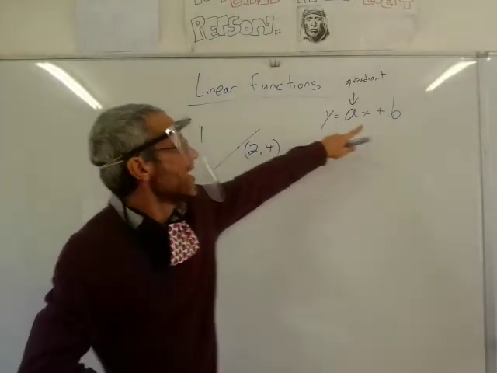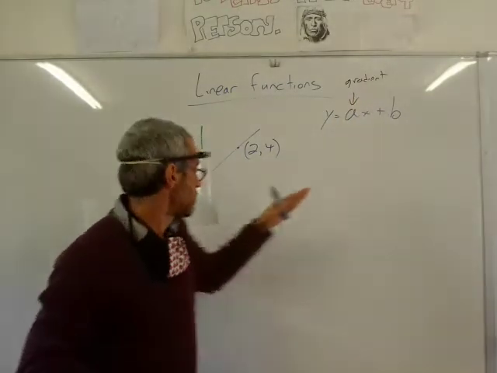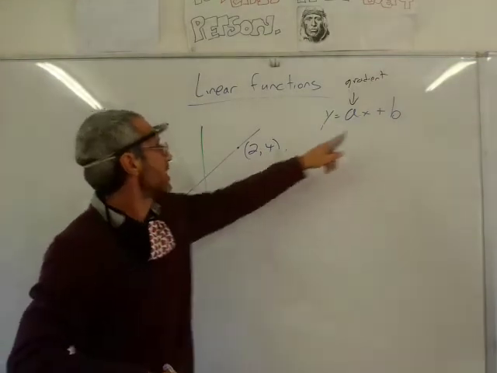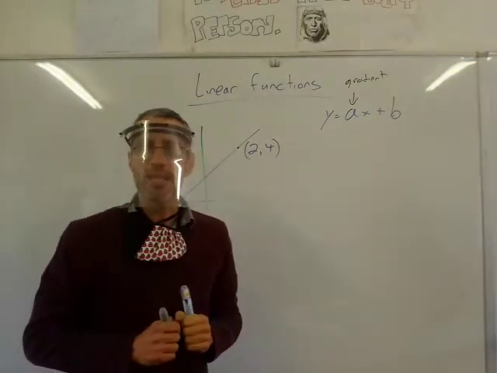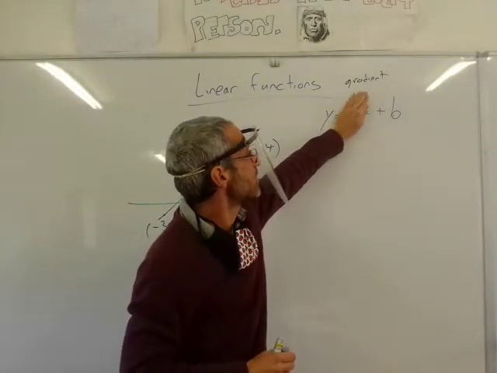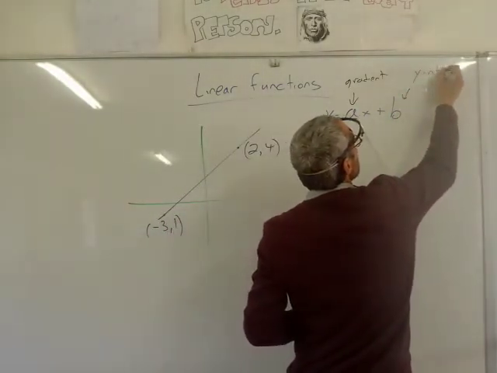Now b is your vertical shift. Vertical shift from what graph? From a graph that goes through the origin. In other words, b is your y-intercept. If you put x equals 0, that gives you the value of y. So b is your y-intercept.